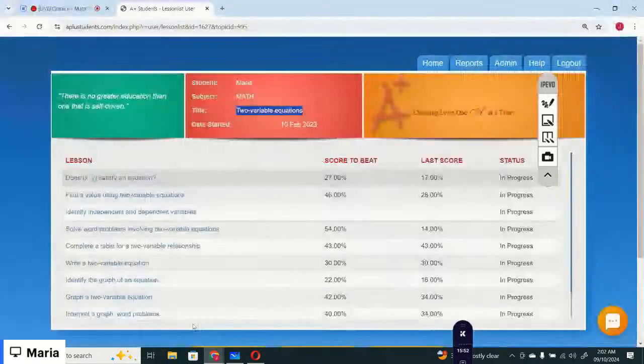Here I'm on grade 6 math. The chapter we are on is two variable equations. Let's just start with the first lesson: does xy satisfy an equation?